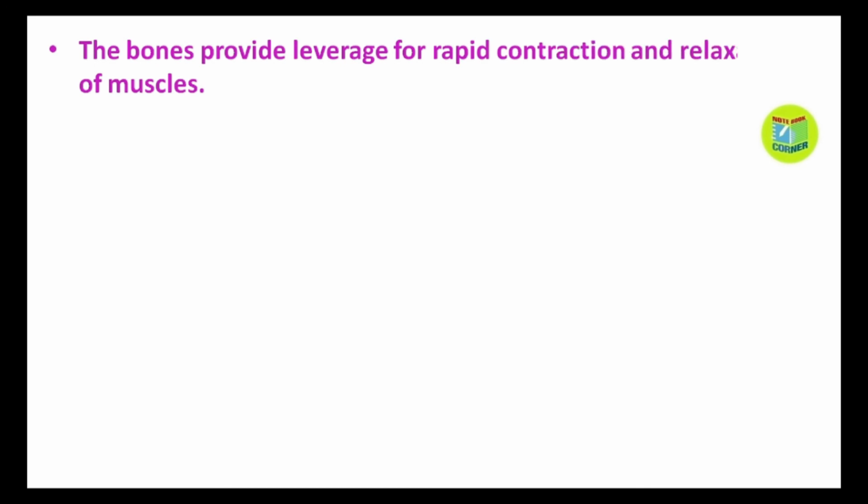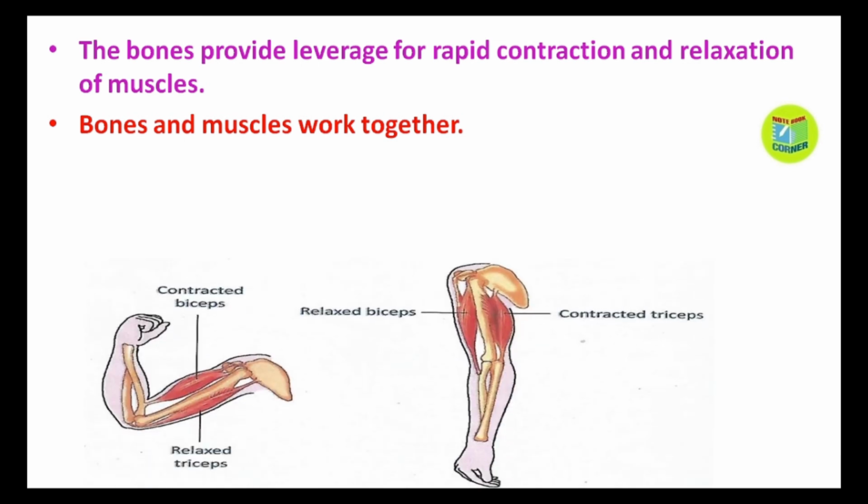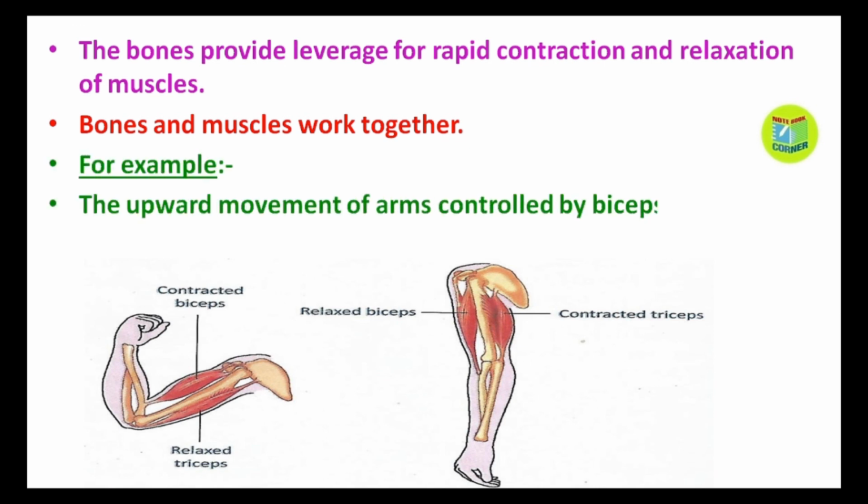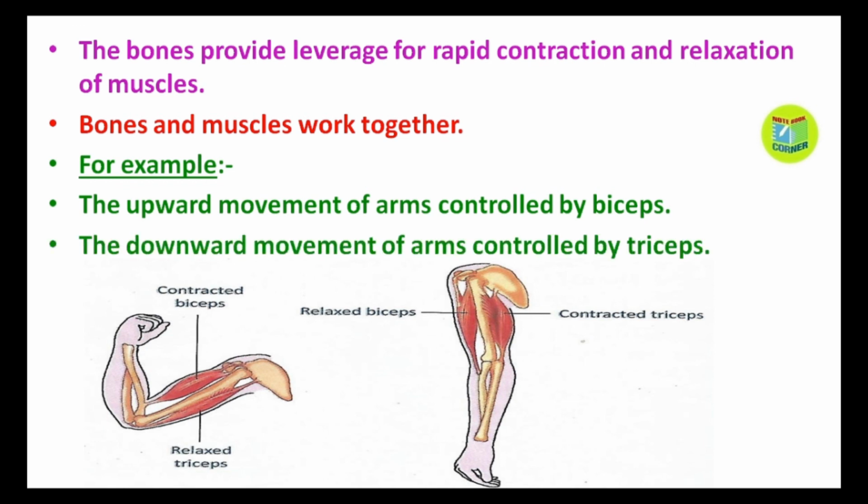The bones provide leverage for rapid contraction and relaxation of muscles. It means bones and muscles work together. For example, the up and down movement of our arm are controlled by two groups of muscles, namely biceps and triceps. The upward movement of arm is controlled by biceps and the downward movement of arms is controlled by triceps, as you can see in the figure.